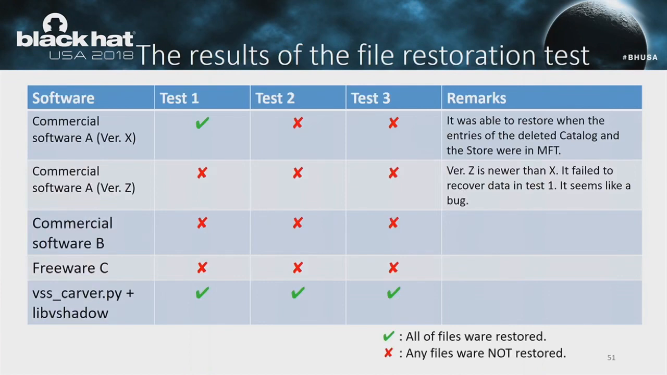Okay. So these are the results of the file restoration test. With commercial software A, we could restore all of the files of test 1. But we couldn't restore any files in the other tests. In addition, with other software, commercial software B, free software C, and software A version Z, we also couldn't restore any files. On the other hand, our tools could restore all of the files in all of the tests.